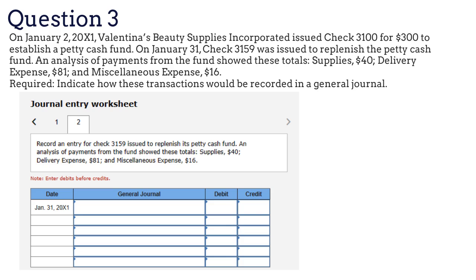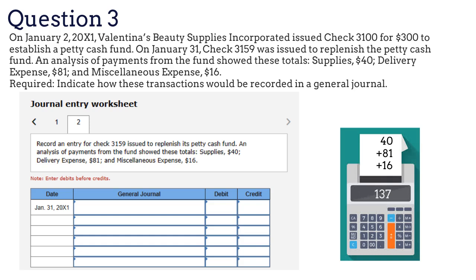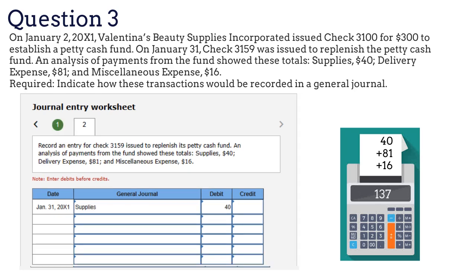For the first part of this problem, we need to establish the petty cash fund. Please look at question number 2 or your textbook to refresh your knowledge about the journal entry to establish the petty cash fund. Now, let's look at the second part of this question. Valentina's Beauty Supplies paid for various expenses of $137 out of the petty cash box. That means that expenses increased and expenses increase with debits. That means, we need to record a debit for each expense, for instance, supplies debit $40.